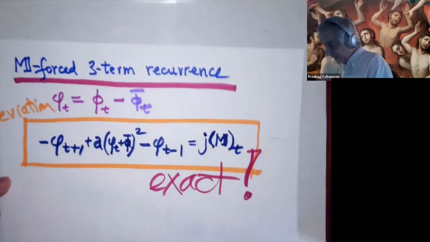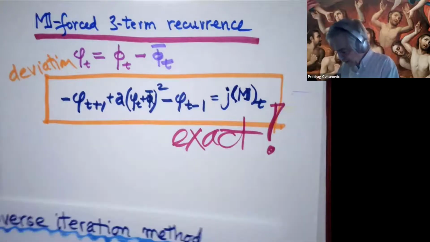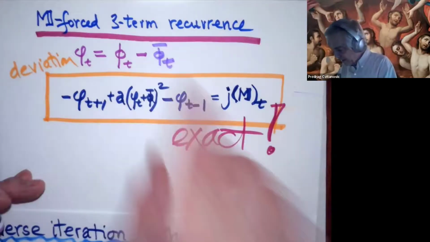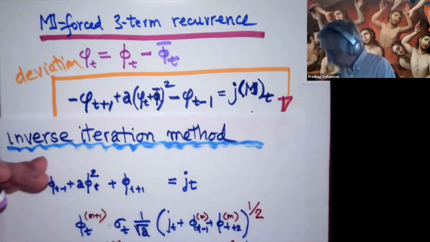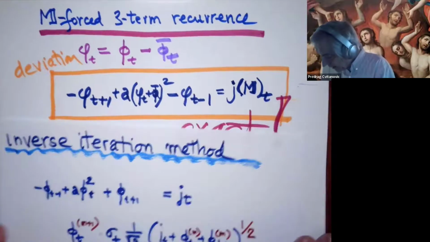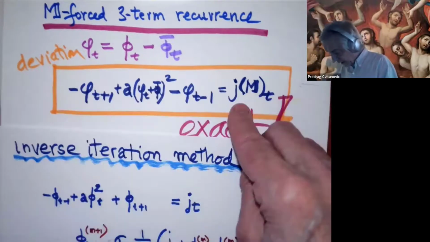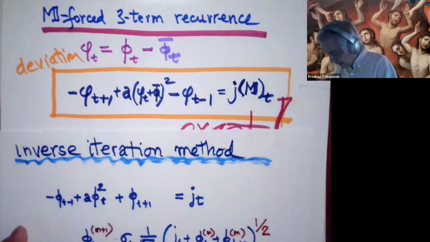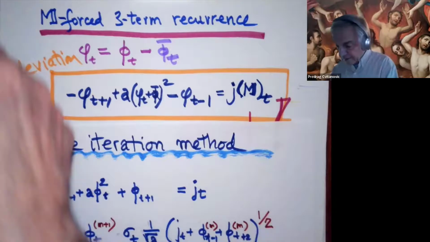This is a modified equation, which is exact because it just amounted to a translation. This is just a translation of the field. You would do the same thing if you used the inverse iteration method, but this term would be replaced by this source term. That's a calculation. And this should converge better than the original case.